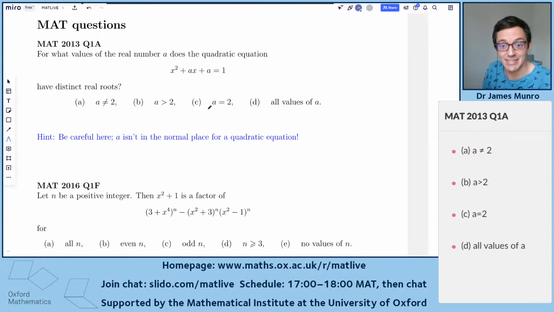Okay, so this is a classic discriminant of the quadratic question. You've got to be careful, partly because there's a 1 on the right.